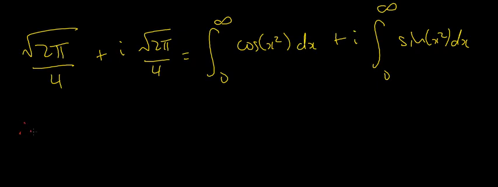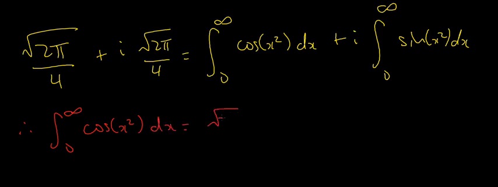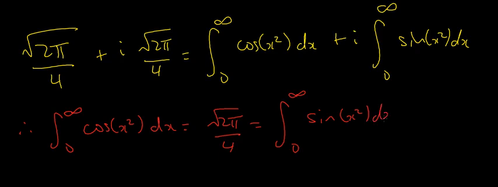So in other words, the integral from 0 to infinity of cosine x squared dx, taking real parts of both sides of the equation, is just equal to root 2 pi over 4. And if I took imaginary parts, I'd get the other integral. So this is also equal to the integral from 0 to infinity of sine of x squared dx, which I think is quite a nice result.